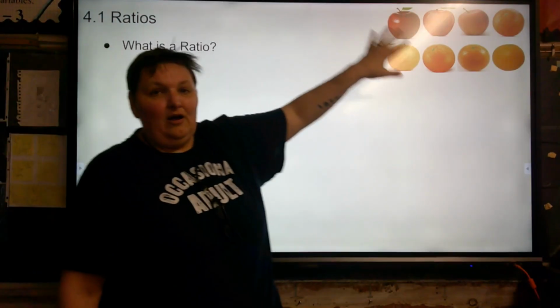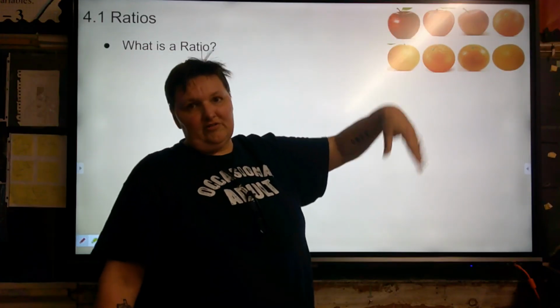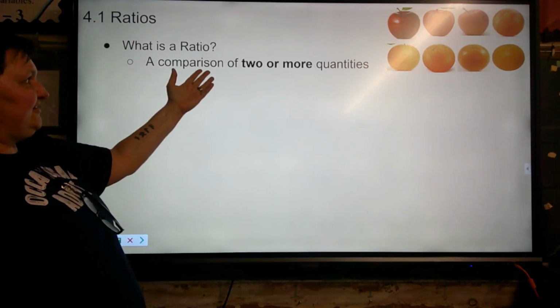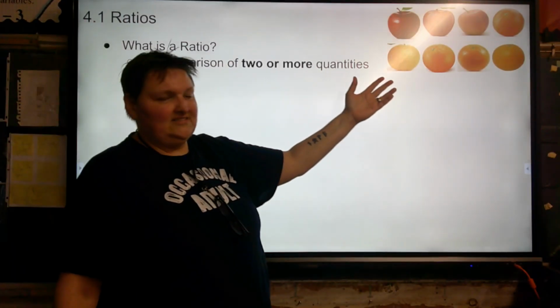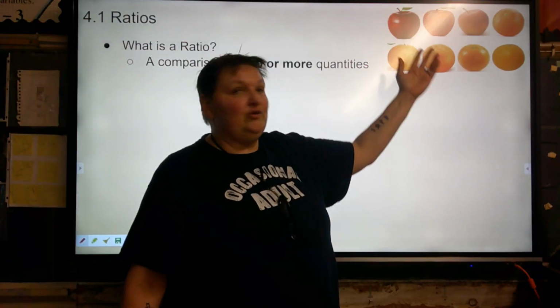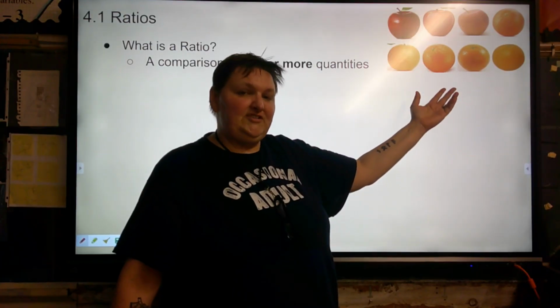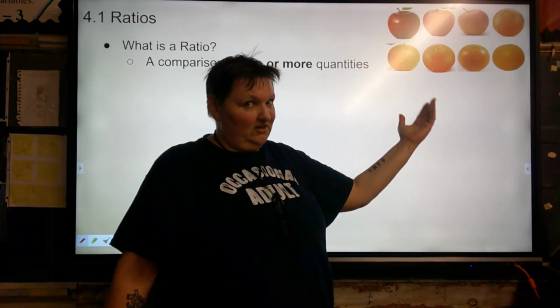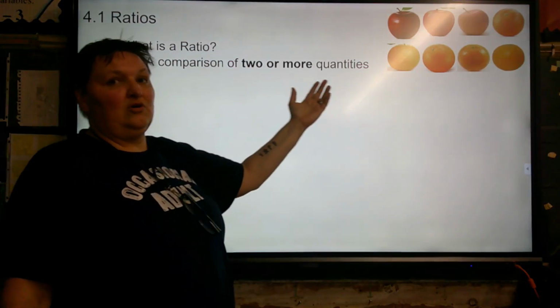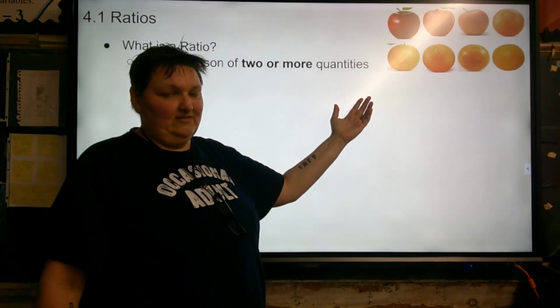Ratio. How many are there of one thing to another thing, right? So, what is a ratio? A ratio is a comparison of 2 or more quantities. Apples to oranges is a ratio. Fruit to not fruit is a ratio. Round to not round is a ratio. It's a comparison of any 2 or more quantities, right?